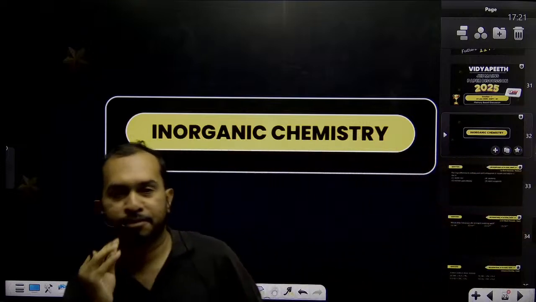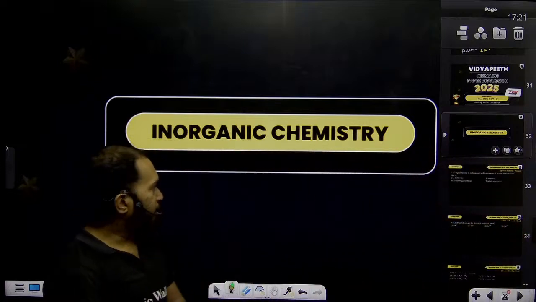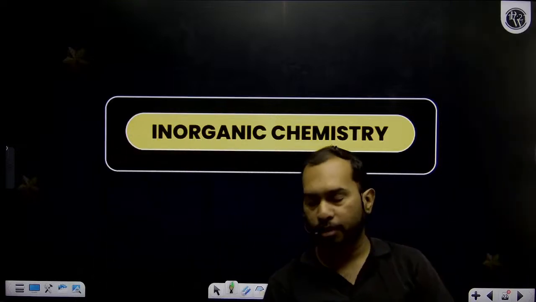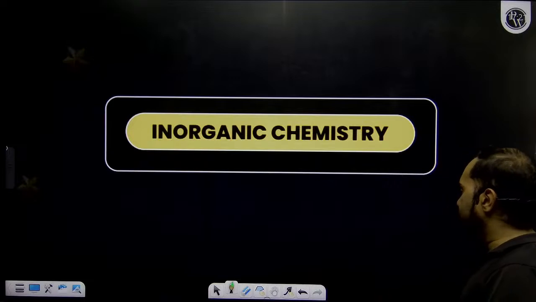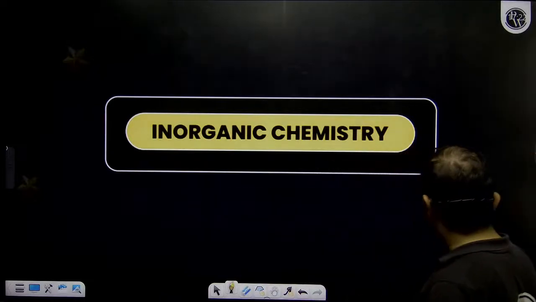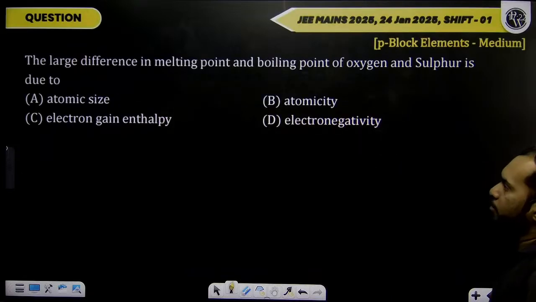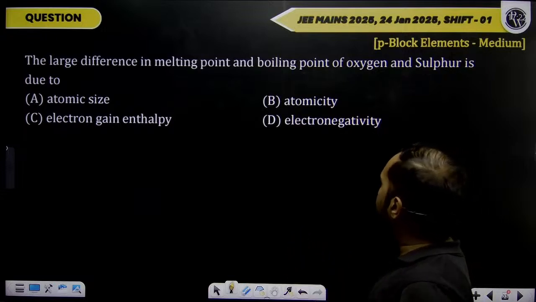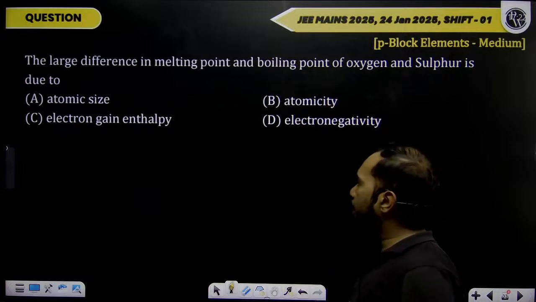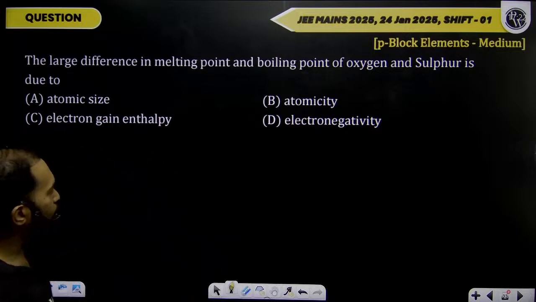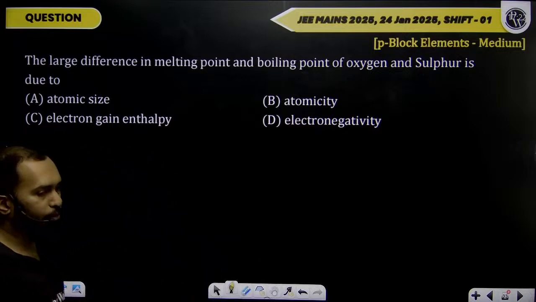Hello students. So let's see the questions which were asked from the inorganic chemistry segment. We have memory based questions over here for inorganic chemistry. Let's look at question number 1. The question is: the large difference in melting point and boiling point of oxygen and sulfur is due to, and you have 4 options: atomic size, atomicity, electron gain enthalpy, and electronegativity.